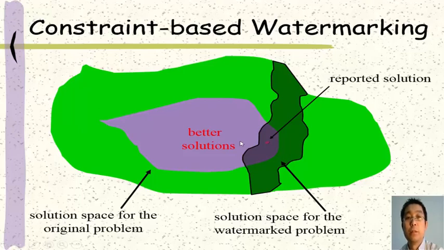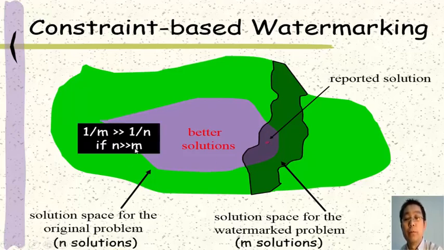To see this, suppose there are n solutions to the original problem and m solutions to the watermarked problem. When n is greater than m, or in many cases when n is much larger than m, the chance of finding a solution from the m solutions, which is 1 over m, will be much bigger than the chance of finding the solution from n solutions. And this can be used as a very strong proof of the authorship of this reported solution, which is in some sense the authorship of the IP.